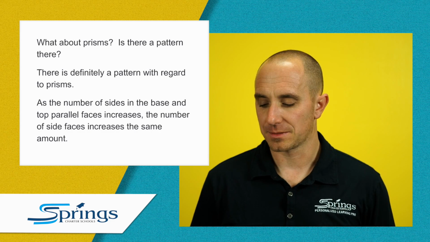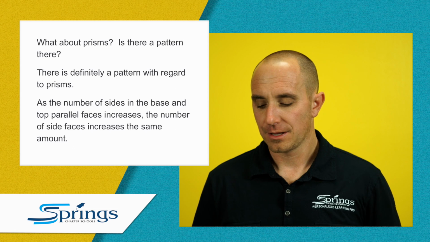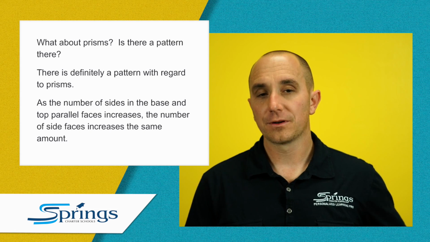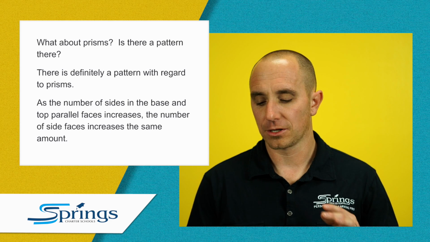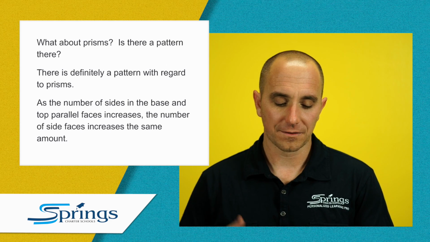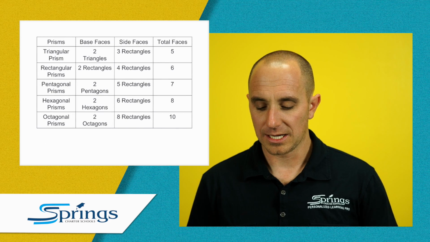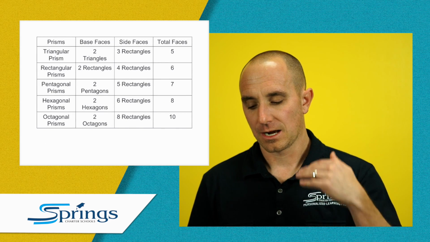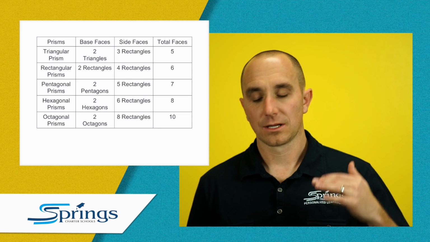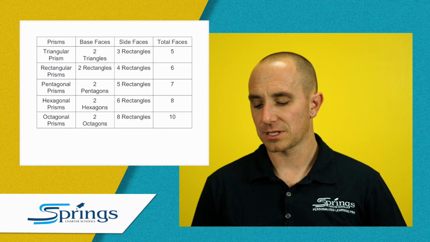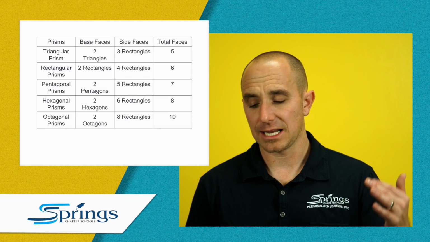So what about prisms? Is there a pattern there? There is definitely a pattern with regard to prisms. As the number of sides in the base and the top parallel faces increases, the number of side faces increases by the same amount. Basically, if a triangular prism has 3 rectangles, a rectangular prism is going to have 4 rectangles, a pentagonal prism is going to have 5 rectangles, and the number of faces keeps increasing.